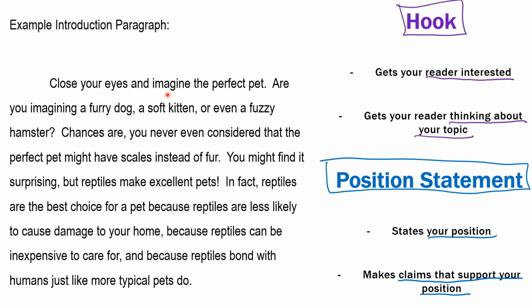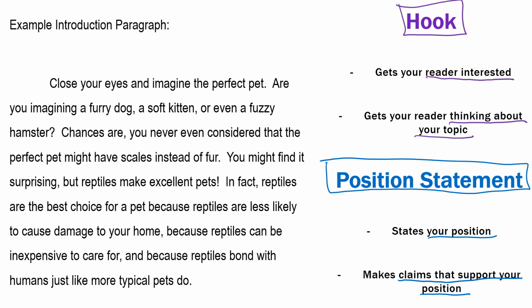Close your eyes and imagine the perfect pet. Are you imagining a furry dog, a soft kitten, or even a fuzzy hamster? Chances are you never even considered that the perfect pet might have scales instead of fur. You might find it surprising, but reptiles make excellent pets. In fact, reptiles are the best choice for a pet because reptiles are less likely to cause damage to your home, because reptiles can be inexpensive to care for, and because reptiles bond with humans just like more typical pets do.